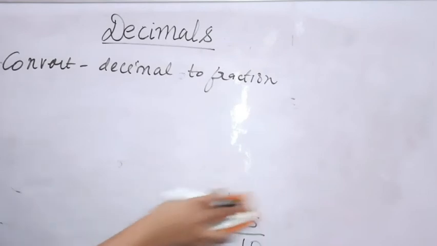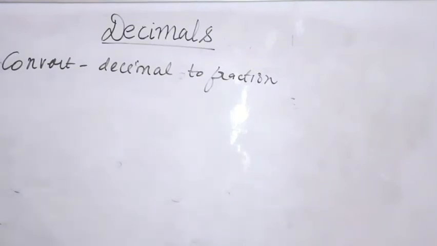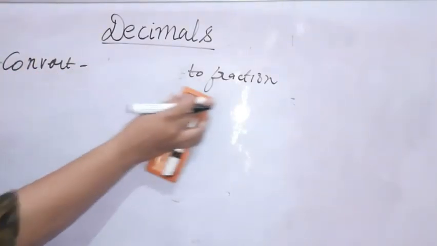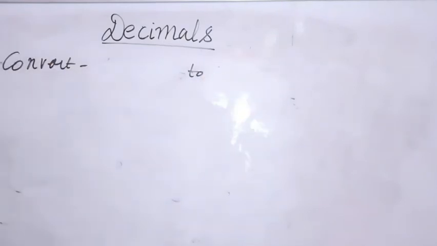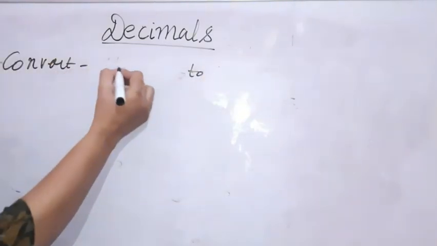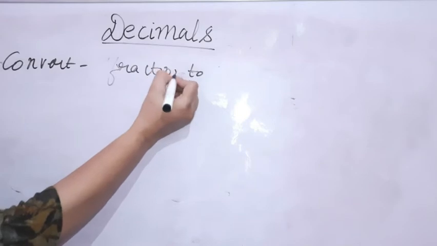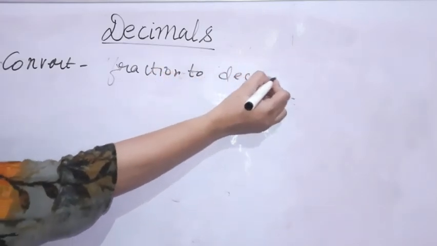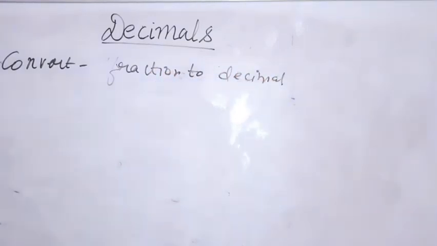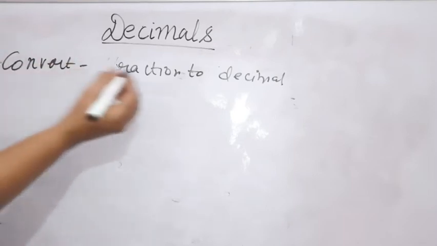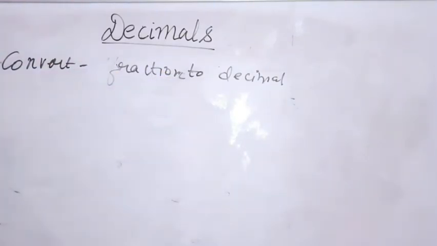Now let's move on to the next topic. The next topic is conversion of a fraction to a decimal. What is the next topic, students? Conversion of a fraction to a decimal, just the opposite of this. Right now you have learned how to convert a decimal number into a fraction. Now you will be learning about conversion of a fraction into a decimal number. Okay students? So how will you proceed?